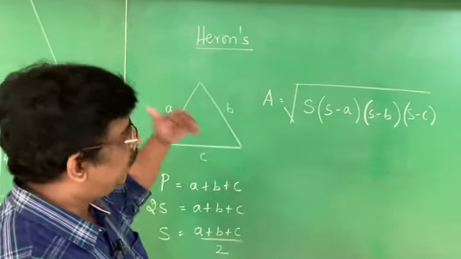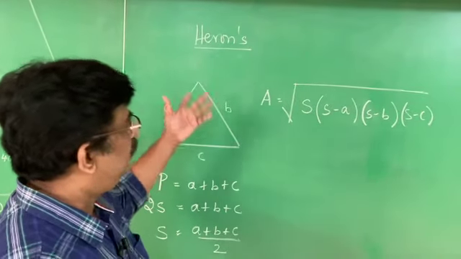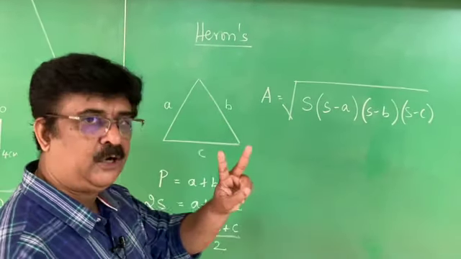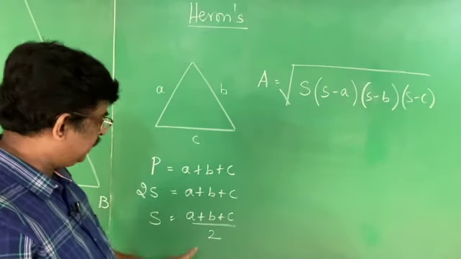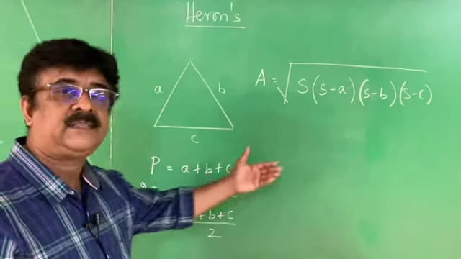9th standard. You already passed 9th standard, therefore you know Heron's formula. Heron's formula, 2 things you have to remember. S is equal to (a plus b plus c) divided by 2. What is that? a, b, c are the sides of the triangle.